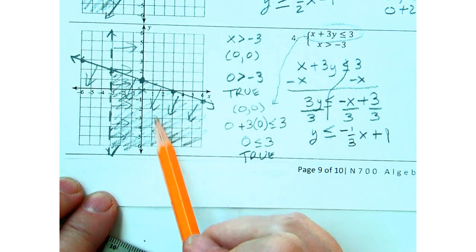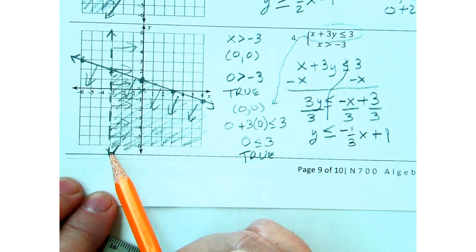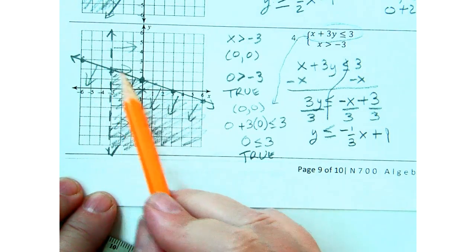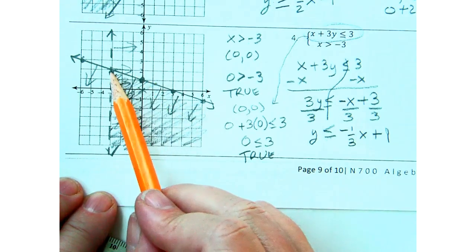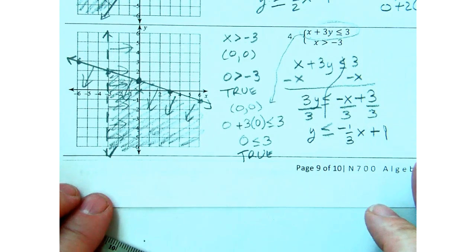Everywhere that is shaded makes both inequalities true. The dotted line means that the points on the line are not included in the solution. The solid line means that the points on this line that are touching the shading are included in the solution.